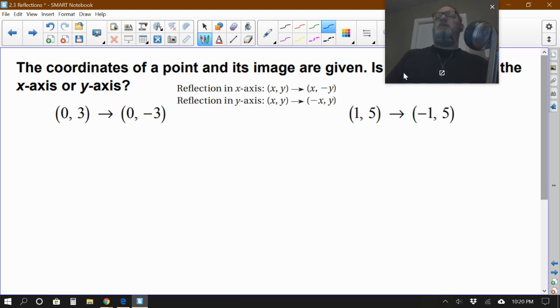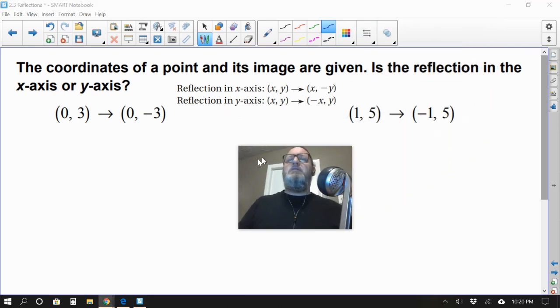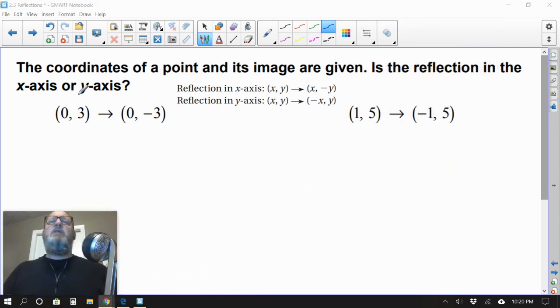All right, so I'm going to move myself down here out of the way. The coordinates of a point and its image are given. Is the reflection in the x-axis or y-axis? So 0, 3 became 0, -3. So what changed? Well, 0 stayed 0, so the x stayed the same.